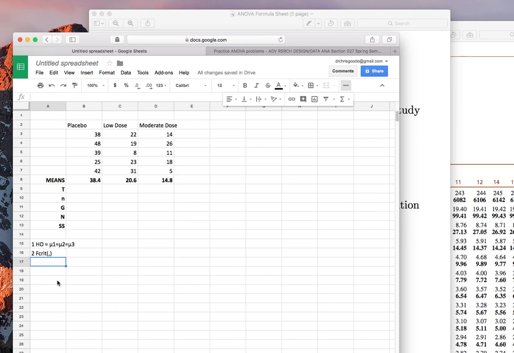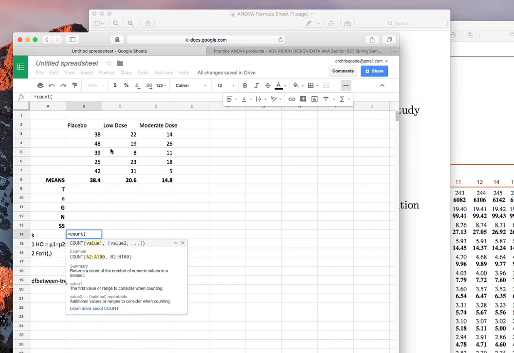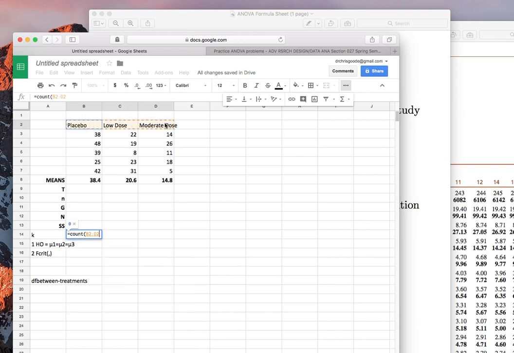we're going to need our degrees of freedom in the numerator and degrees of freedom in the denominator. Let's go ahead and do our degrees of freedom between treatments. That's going to be equal to k minus 1. So we should put what k is, I suppose. We could just count the number of groups that we have. Well, it won't count text. Well, let's just say 3. Alright, so we have k equals 3 groups.